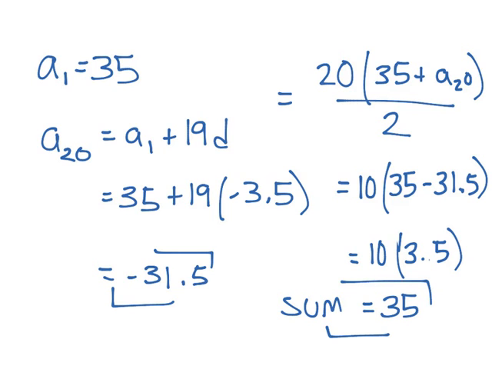The sum is fairly small here. Remember, that's because our d is negative. So we're going from a1, which is 35, all the way to a20, which is negative 31.5. So in the end, the positive and negative terms cancel out quite a bit, which is why our sum is so low.